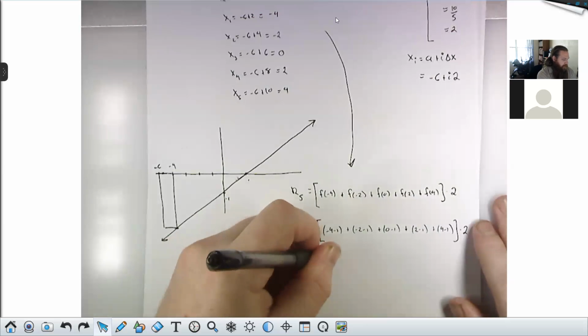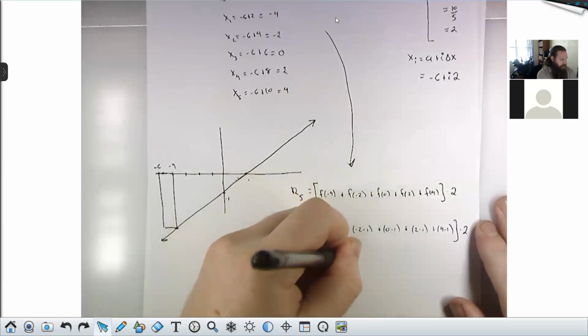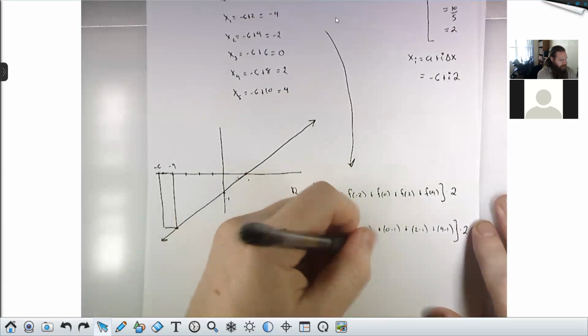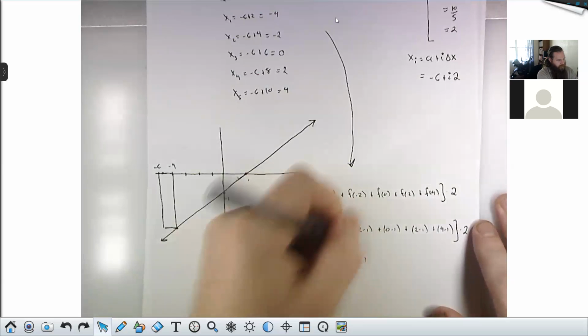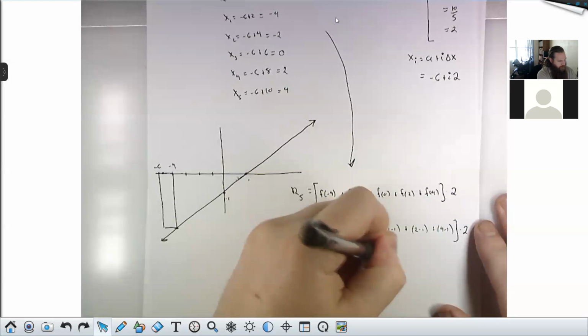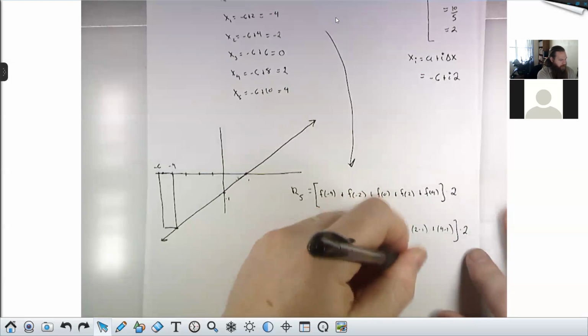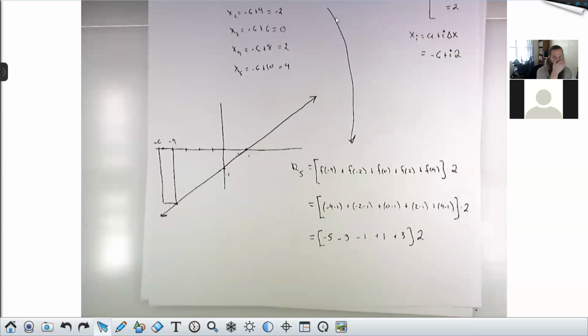-4 minus 1 is -5. -2 minus 1 is -3. 0 minus 1 is -1. 2 minus 1 is 1. And 4 minus 1 is 3. So all of this is getting multiplied by 2.